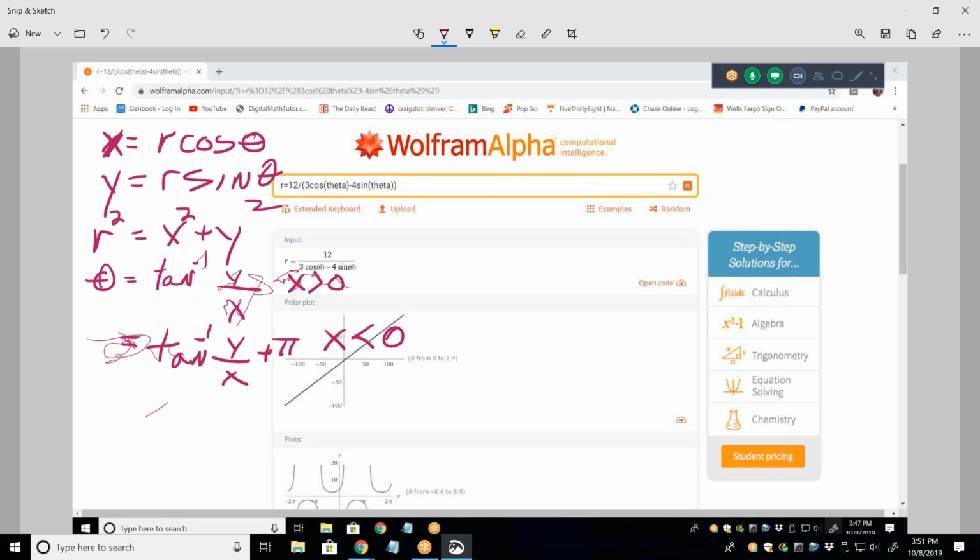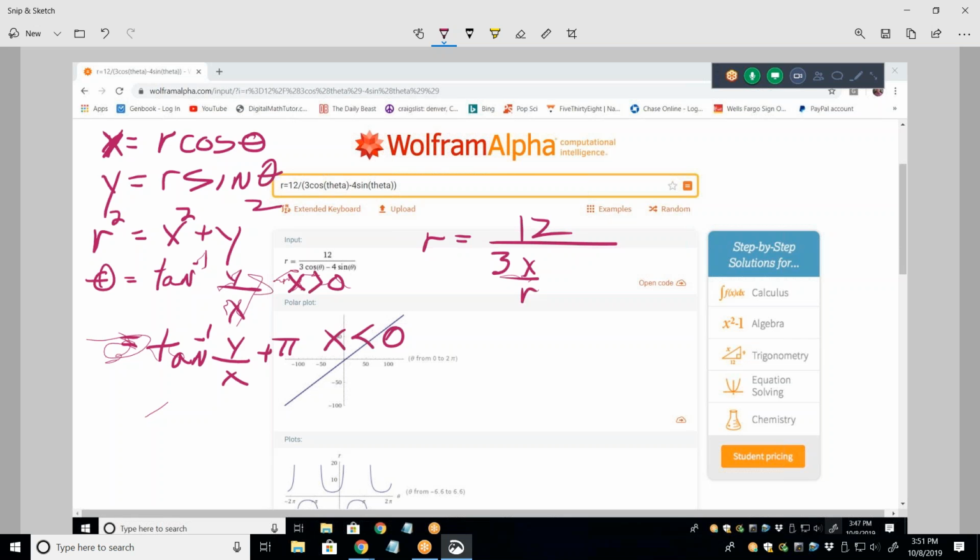With me? Yes, sir. Okay, so let's take this function and see if we can convert it to x's and y's instead of r's and thetas. So let's start by doing r equals 12 over, and instead of 3 cosine of theta, cosine of theta is x over r, right? Yes, sir. So that's 3x over r. That's what 3 cosine theta is.